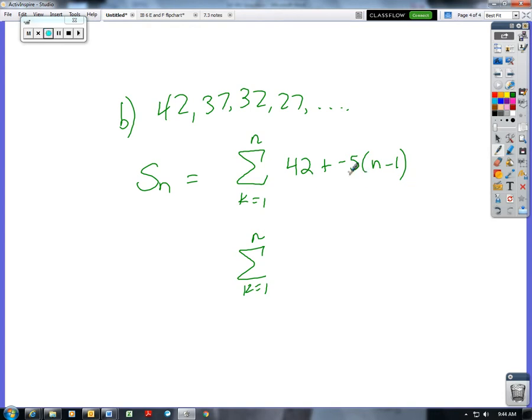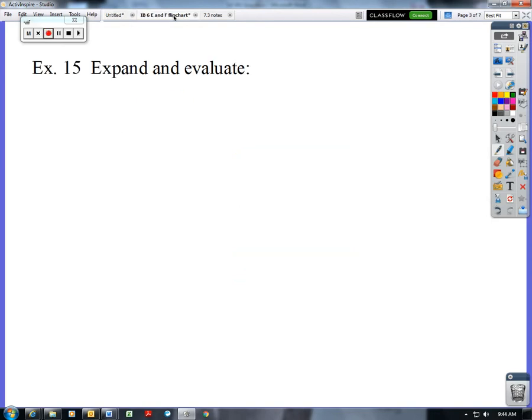So that's going to be 42 plus negative 5 times n minus 1. That should be a k, really. I'm so used to using n there. And then you could check it. Okay, we'll head back to our other examples.